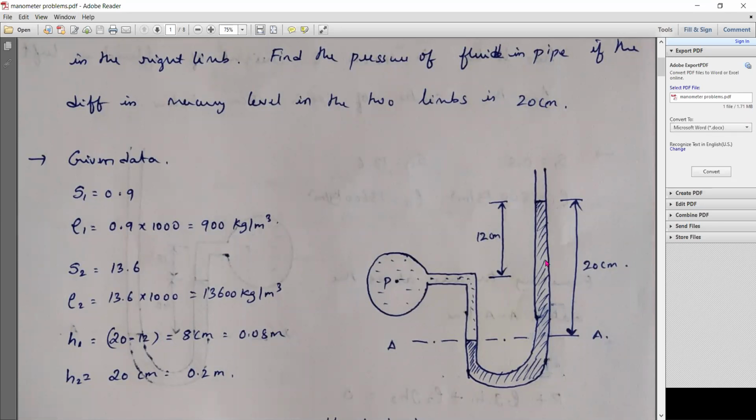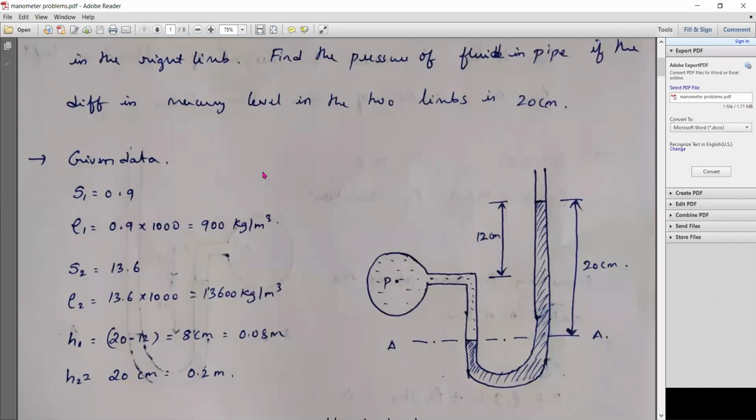H2 is already given. H1 is nothing but this difference, 20 minus 12, which is 8 centimeters. In meters, that is 8 into 10 power minus 2, since 1 centimeter equals 10 power minus 2 meter. So you can write 0.08 meter. H2 is 20 centimeters, so 20 into 10 power minus 2 is 0.2 meter. These are the given data to us.